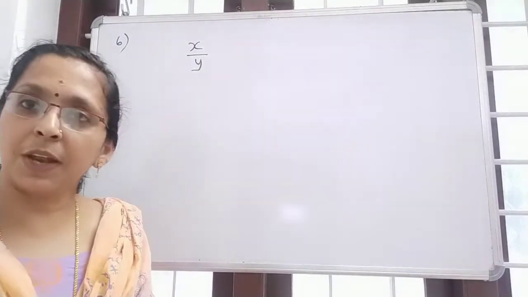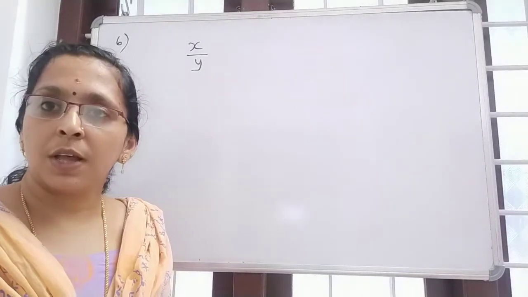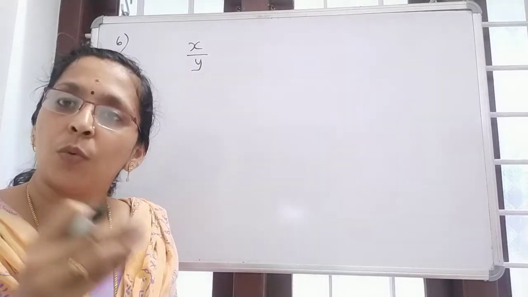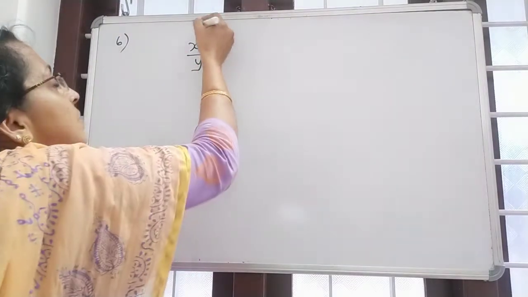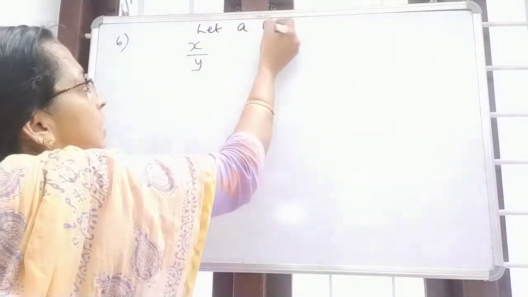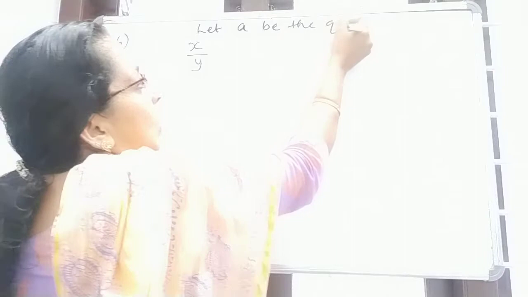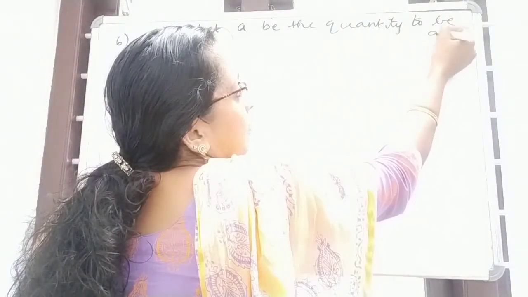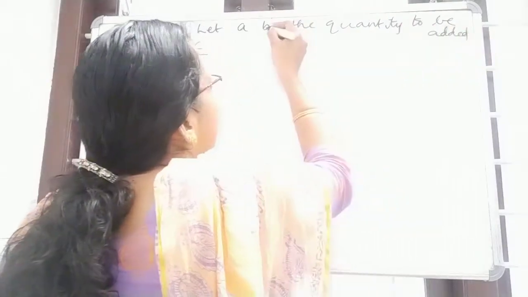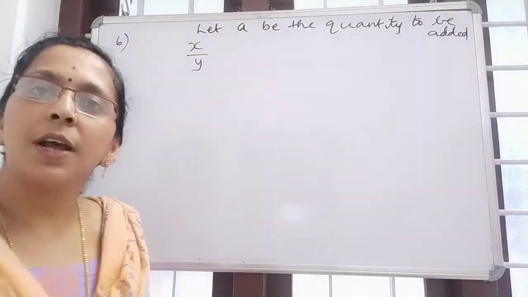So each term of the ratio means we want to add what? That quantity to x and to y also. So let which one? X and y is given. So first we can write, let a be the quantity to be added. So we want to add this a to both the numerator and to the denominator.